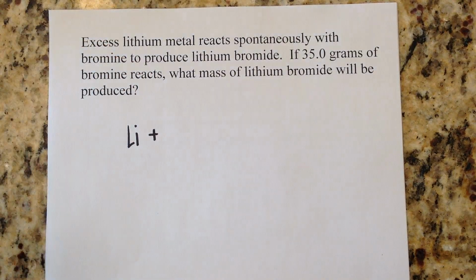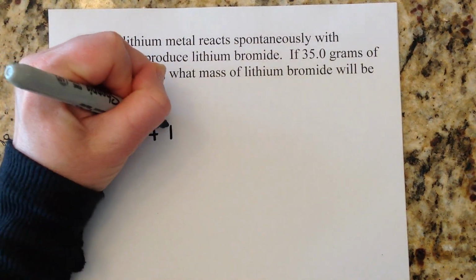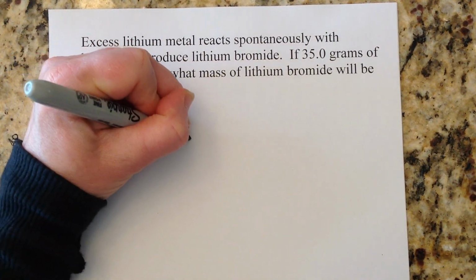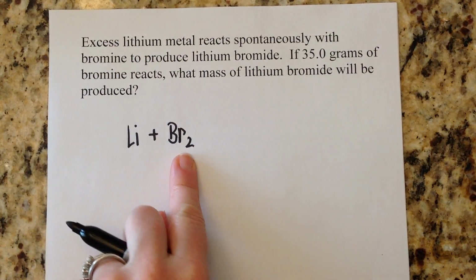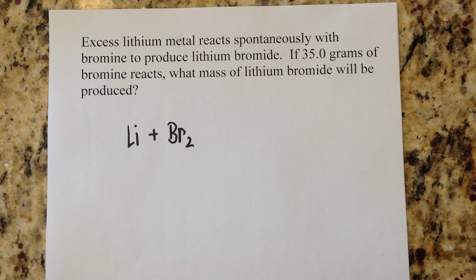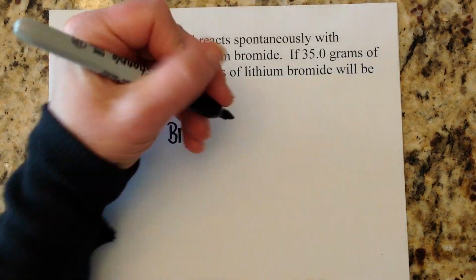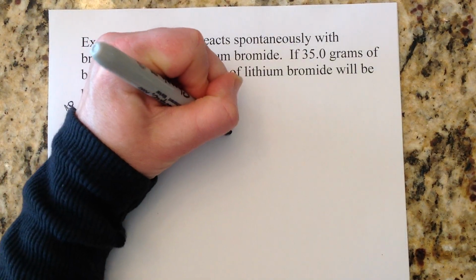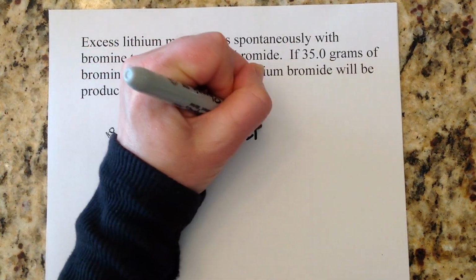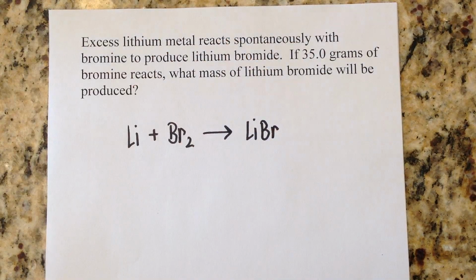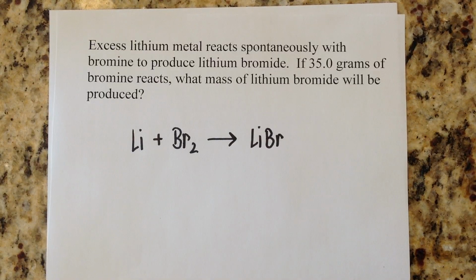Now, they use the word bromine. This is where you've got a little responsibility as a chemistry student. They are expecting you to know that you have to put a 2 with that because bromine is one of those special diatomic gases. If you're one of my students, you've memorized that. They tell me that we get lithium bromide. Lithium has a +1. Bromine has a -1. So when you crisscross those, the ones cancel and you get LiBr.